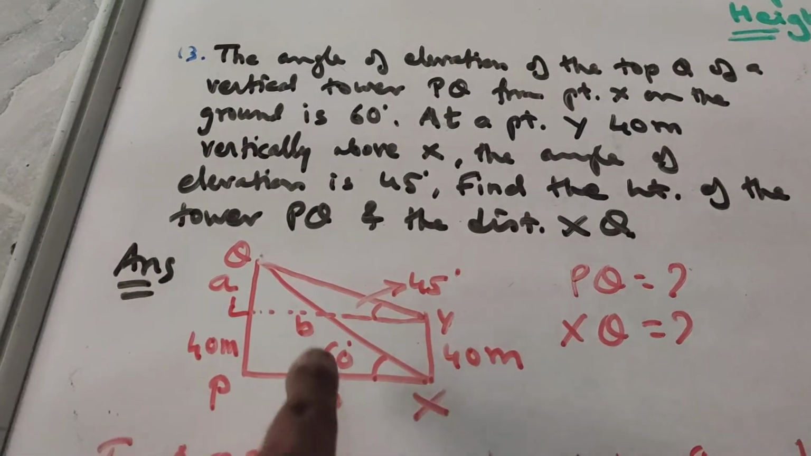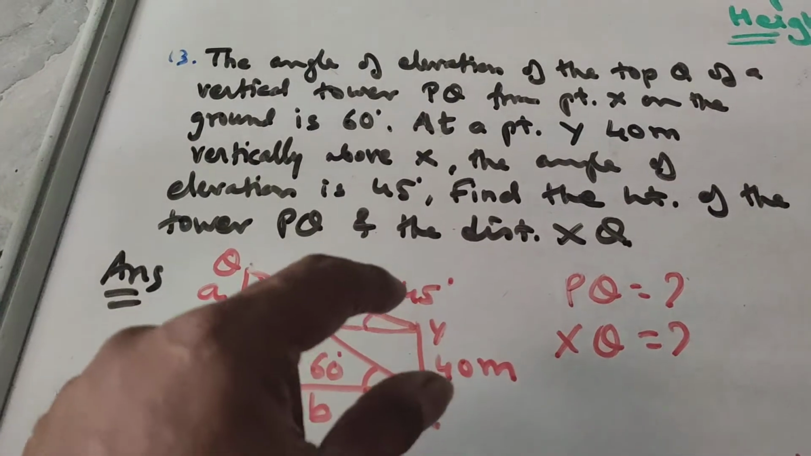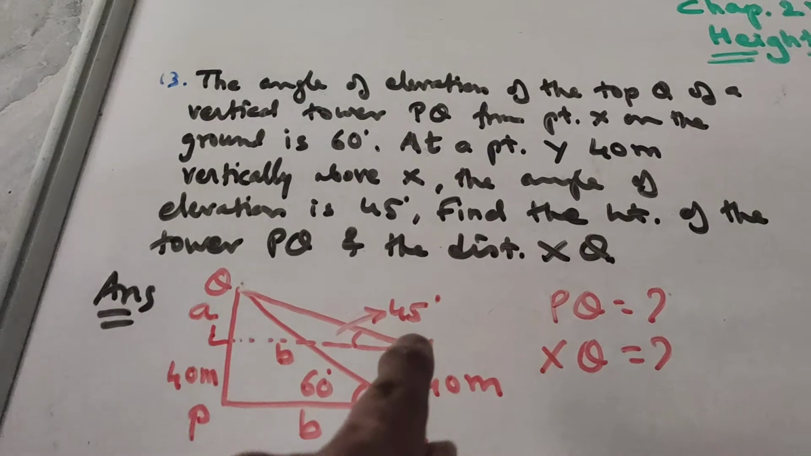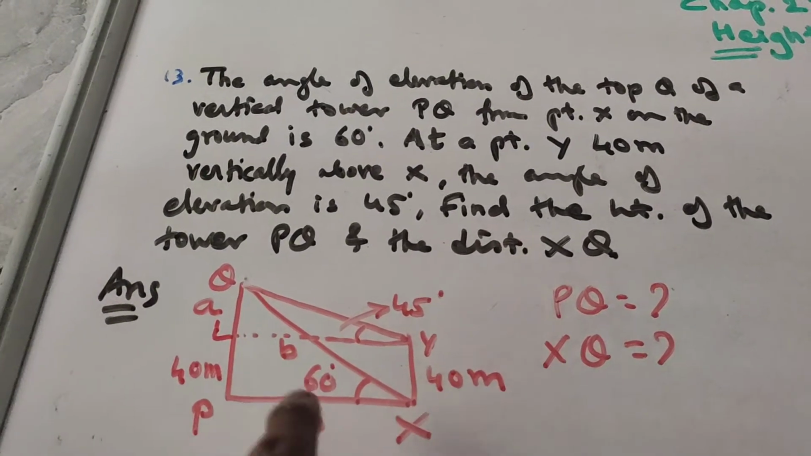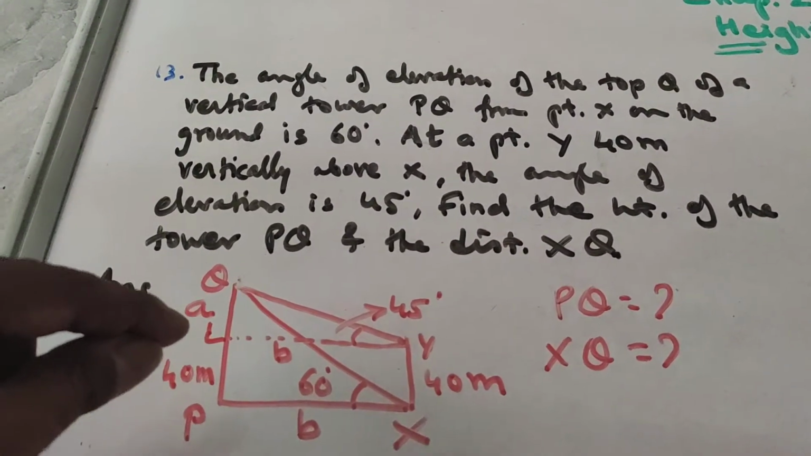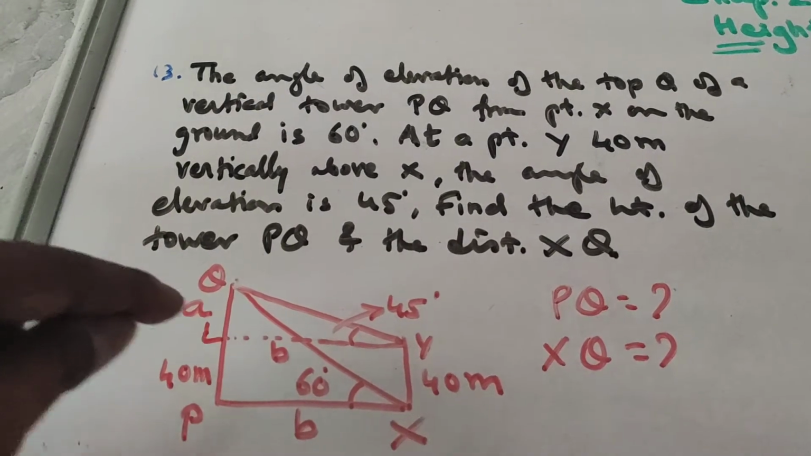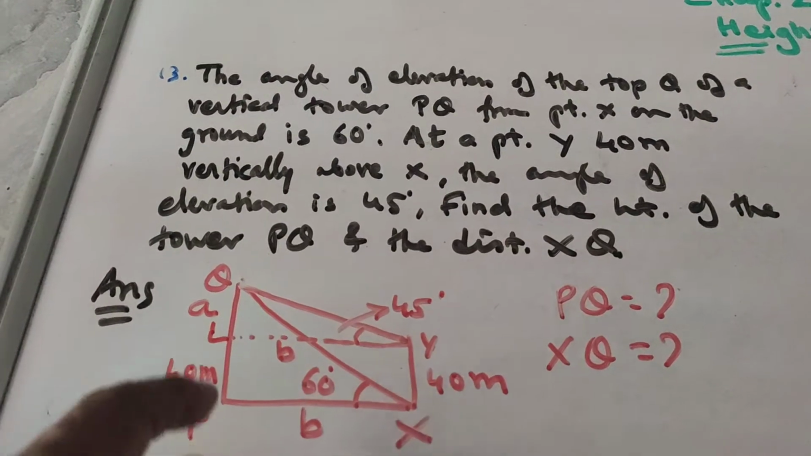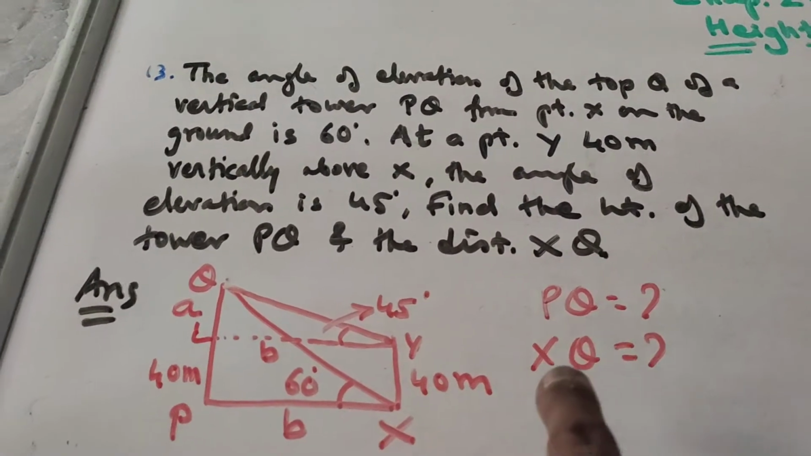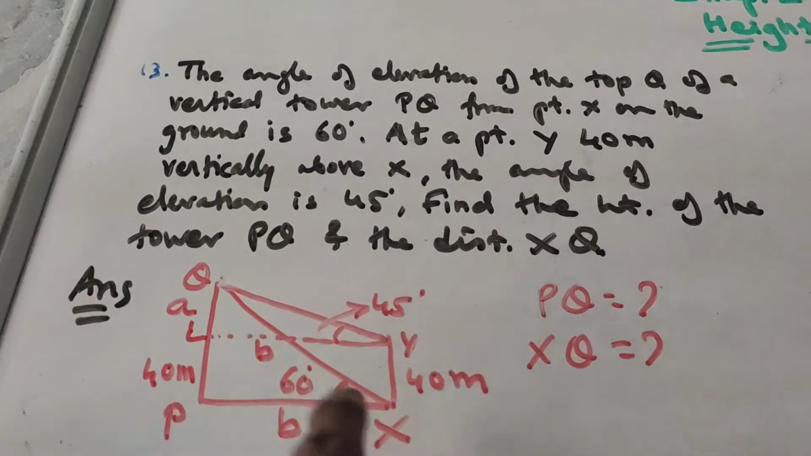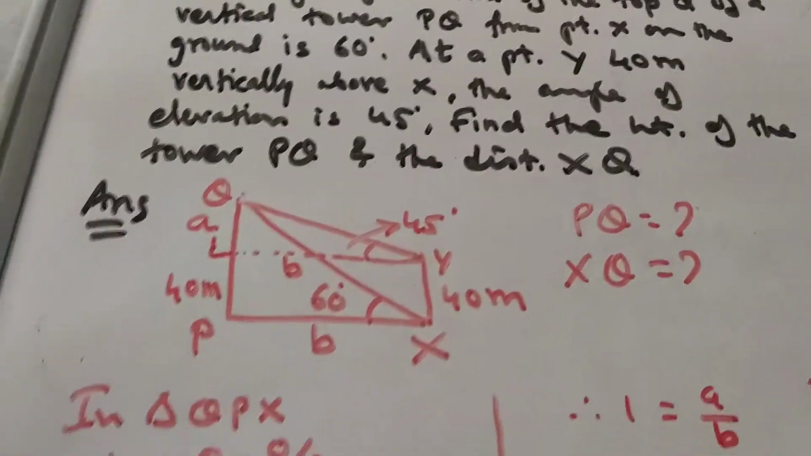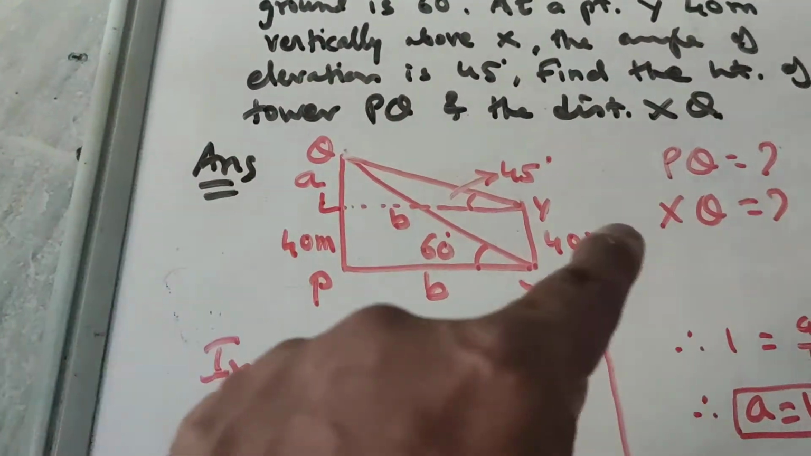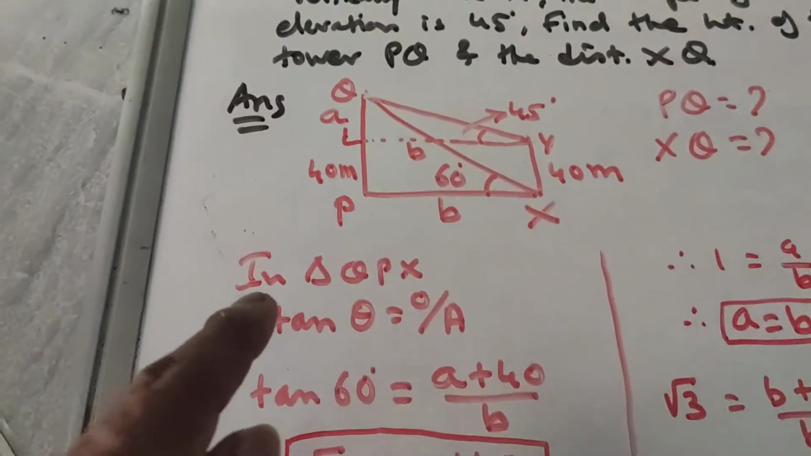So let this be B. This is also going to be B because this is going to make a parallel line. So the distances PX and LY will be the same, so it is B. The distance from L to Q is A. YX is 40 meters, therefore LP is also 40 meters. We have to find PQ, that is the height of the tower, and XQ, that is the hypotenuse according to our diagram. So now we have two triangles, QLY and QPX.